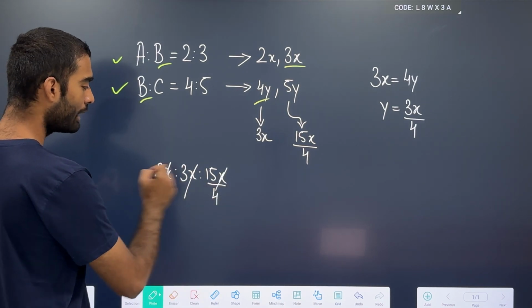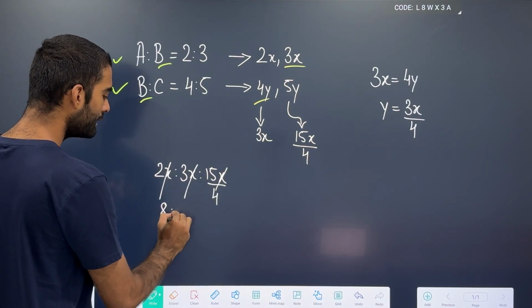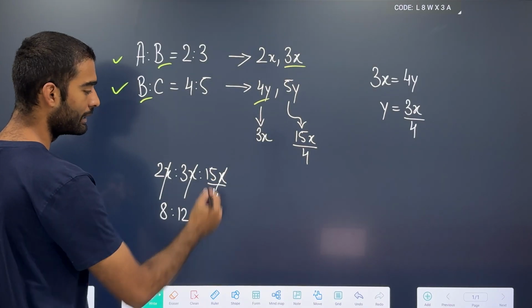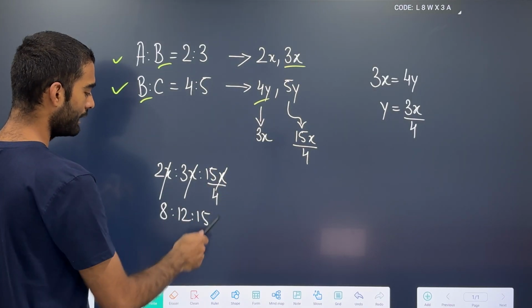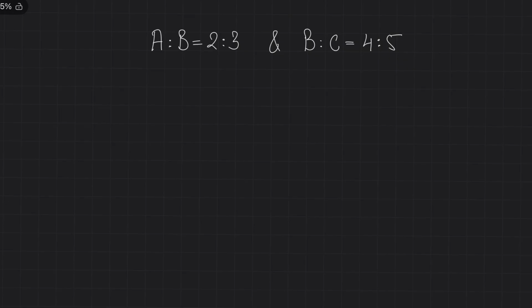Next, this 4, I can just multiply all the ratios by 4 and obtain 8 is to 12 is to 15. This 4 gets cancelled when I multiply this by 4. And this is nothing but our answer. Now there is a really cool way to solve this. For A, B, C, you write down the ratios as given, that is 2, 3 and 4, 5.